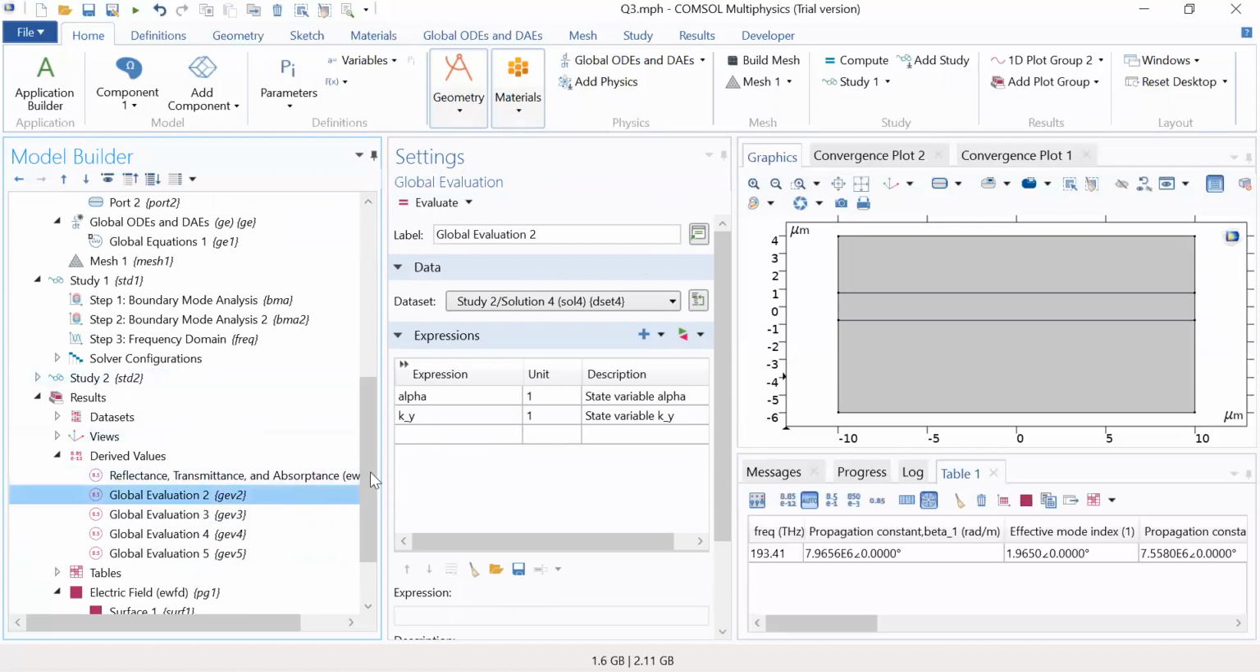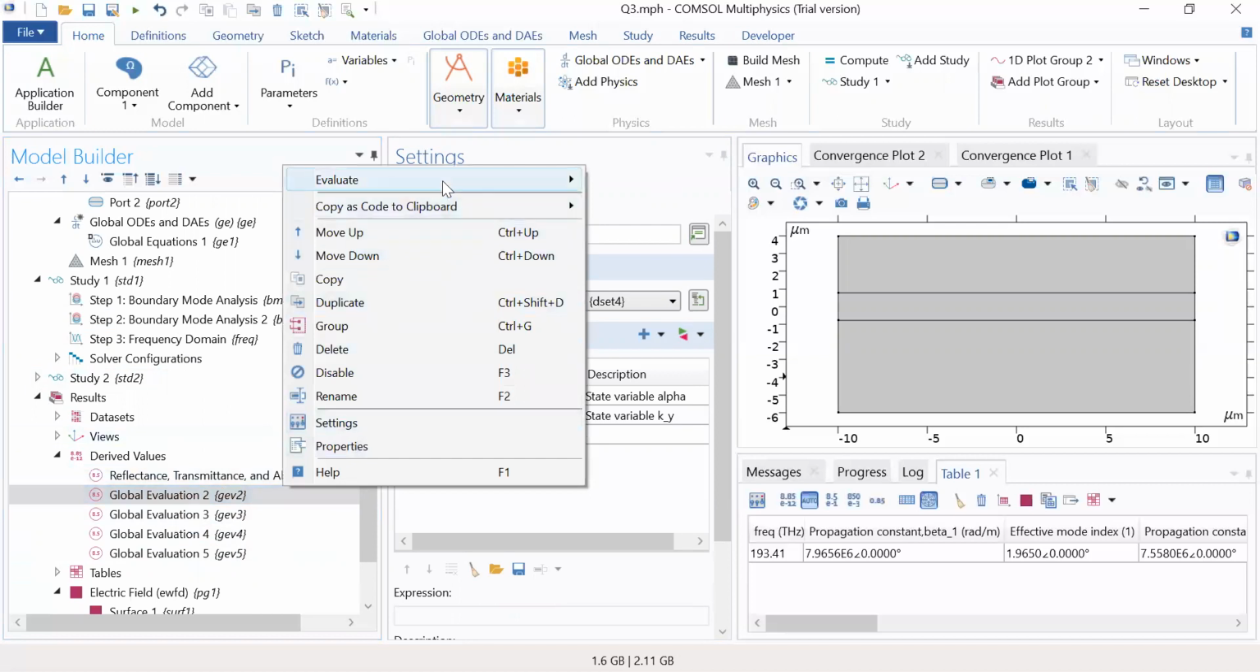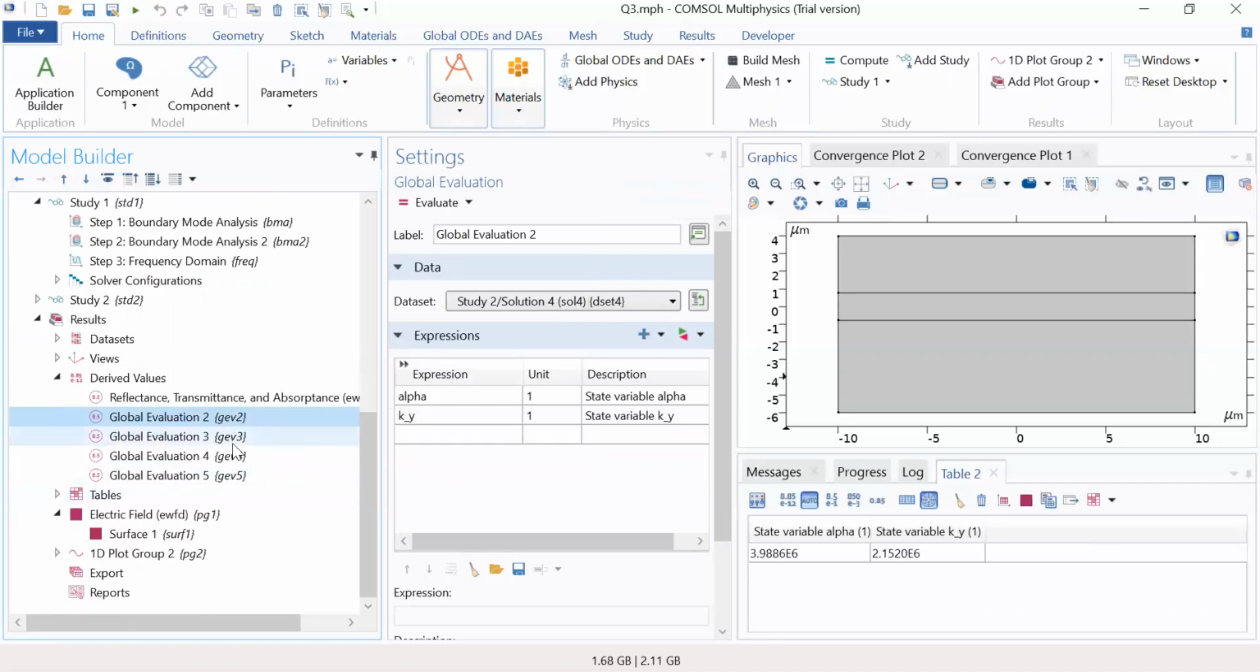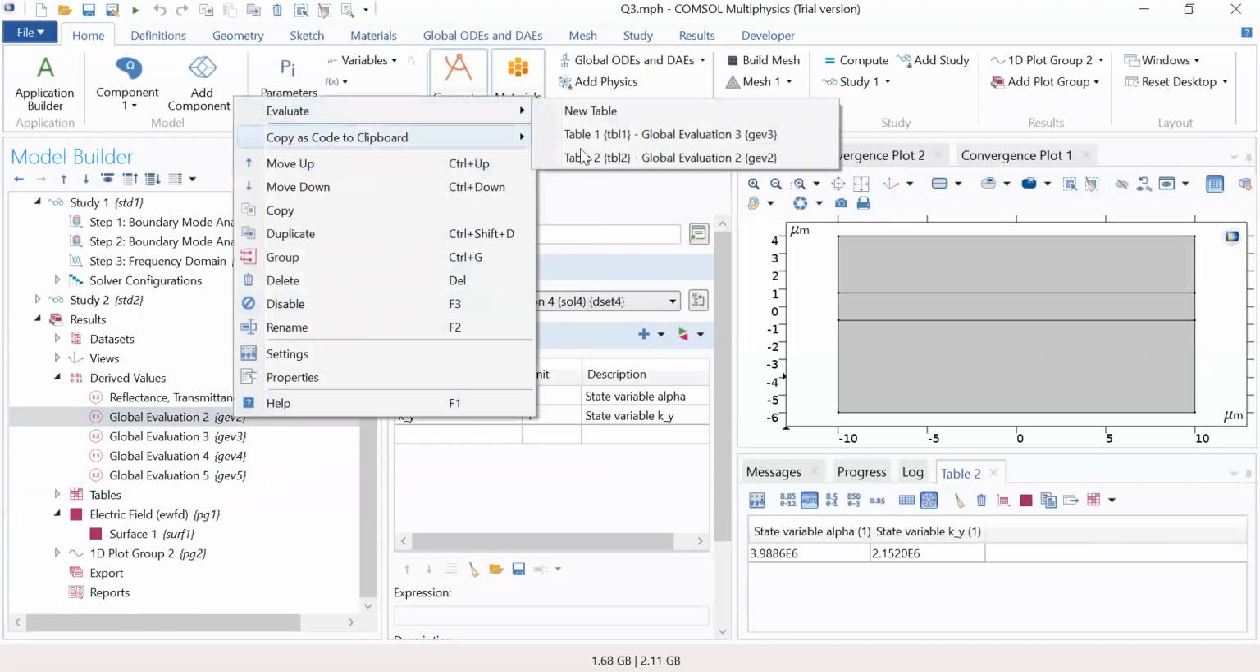The values of these are put in, you can check it down from here. Some values I'm not putting because I'm not interested in them. I'm interested only in the effective mode index and propagation constant. If you are interested, you can put them in this new table. Now you can see the values are going into table number 2, which corresponds to global evaluation 2.